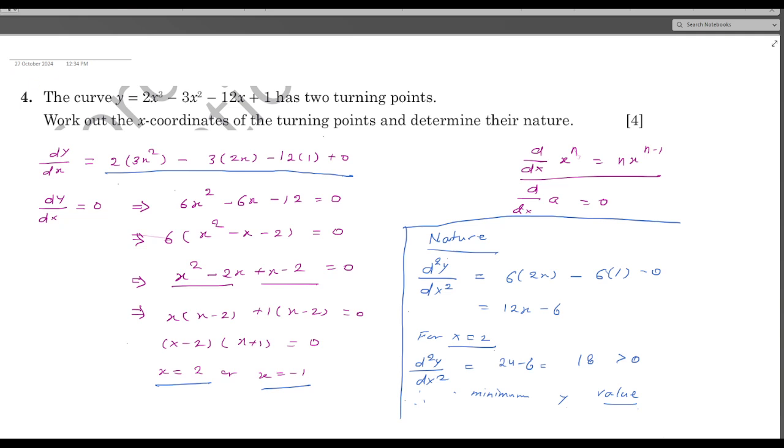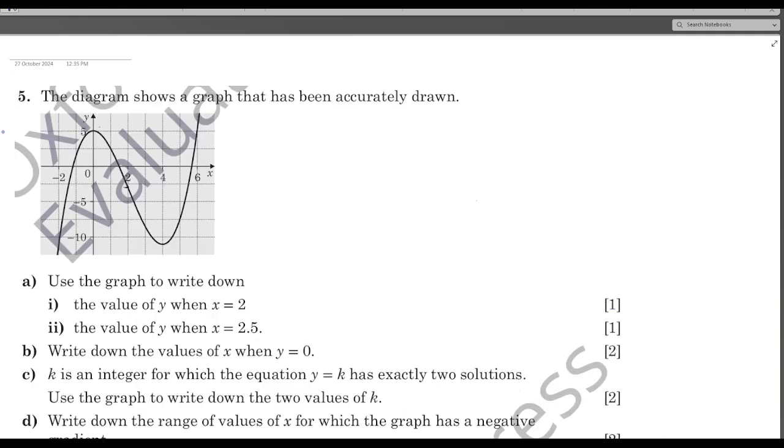Now next question, question number 5. The diagram shows a graph that has been accurately drawn. Use the graph to write down the value of y when x is equal to 2. When x is equal to 2, I can see that y is equal to minus 2.5. So for part a1, your value of y is minus 2.5.